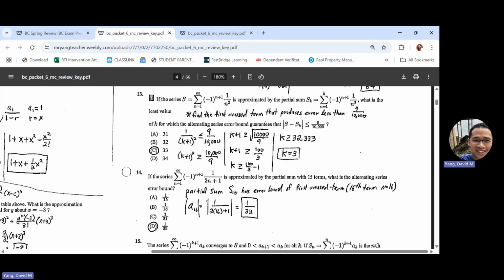Fourteen, we know the first unused term will be when n is 16. Since we're starting at n equals 1, we know the 16th term is when n equals 16.